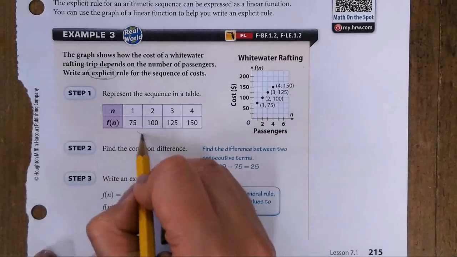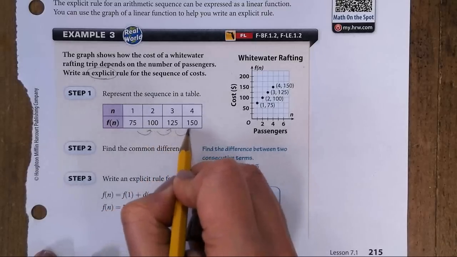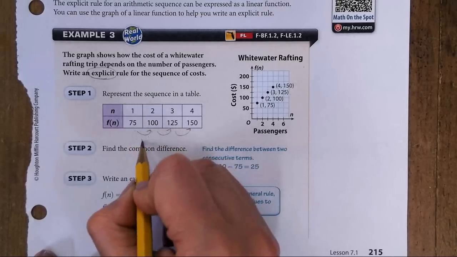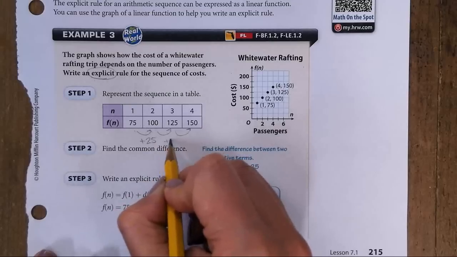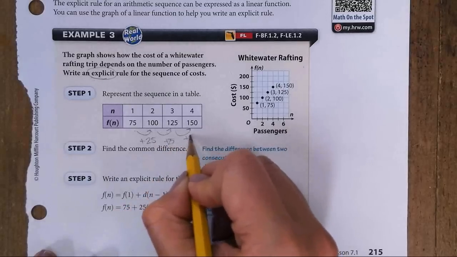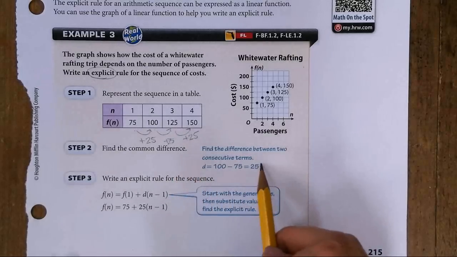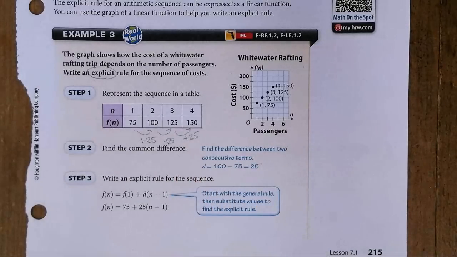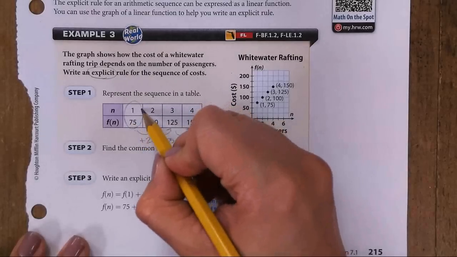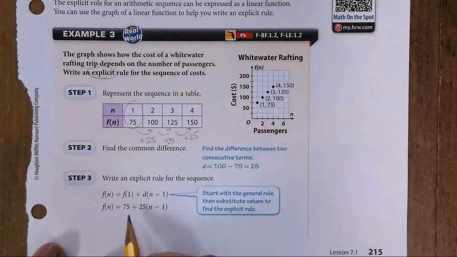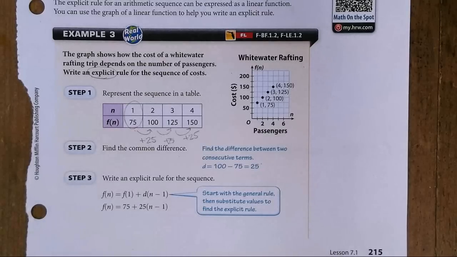So how is that changing? Okay, we see that from 75 to 100, it's increasing by 25, and each time, again, it's increasing by 25. Okay, so we found our common difference. Now we want to write our explicit rule. We know that our first term is 75. Our common difference was 25, so it's just a matter of substituting that into our explicit rule formula. Okay, so that's basically it.